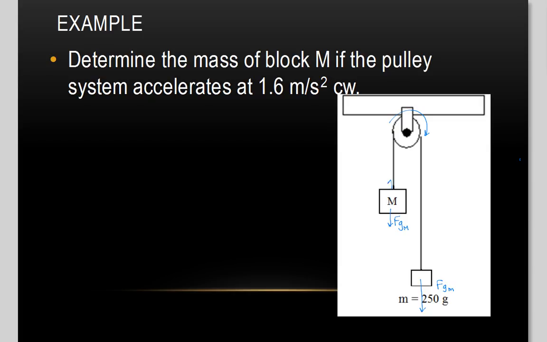And I know that there's a tension here and a tension here. So what we can do is we can ignore internal tension, treat this system as a total mass, the larger force is Fg lowercase m, and the smaller force is Fg capital M. Does anybody have any issues with what I've done here?